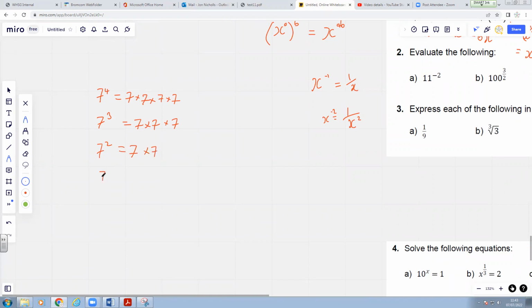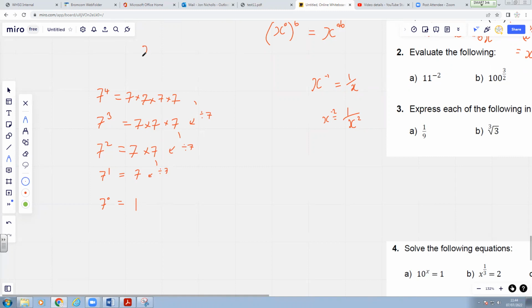Okay, and then 7 to the power of 1 is 7. Well, if we're going to continue this pattern, we're dividing by 7 each time. We like patterns, so we can continue the pattern. And so if you did this divided by 7, you'd end up with 7 to the power of 0. Now, 7 divided by 7 is 1. That's the reason why anything to the power of 0 is 1. It just makes sense to continue the pattern.